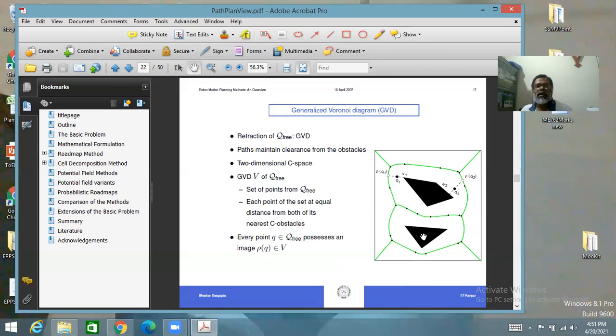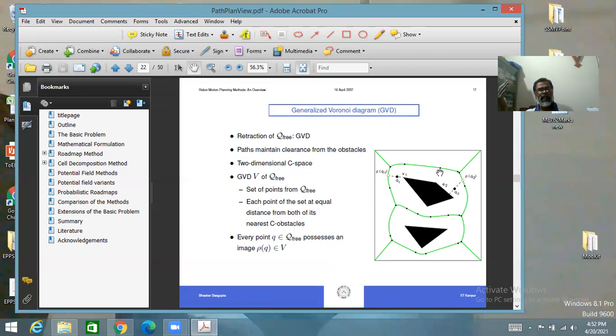Okay. So here you want to set a mapping from Q free to this set of curves, so that for every point in the Q free, there is an image on the set of green curves. Okay. That is basically to find the first or the third segment of the path. Okay. The middle segment, the major segment, will be found through the graph search.